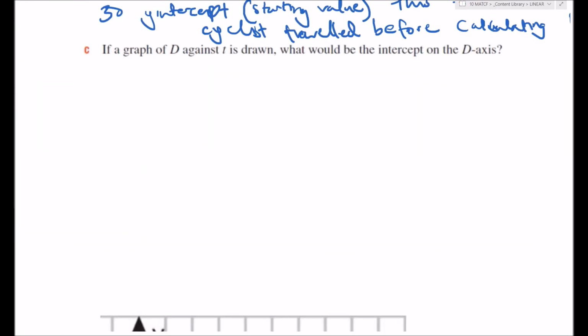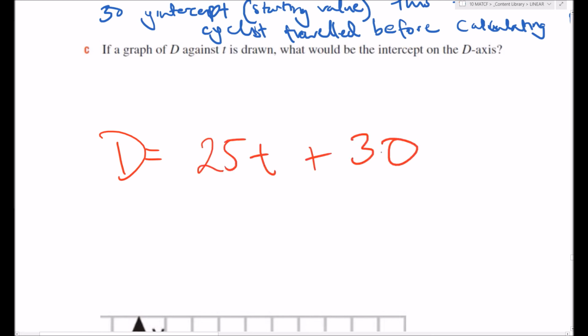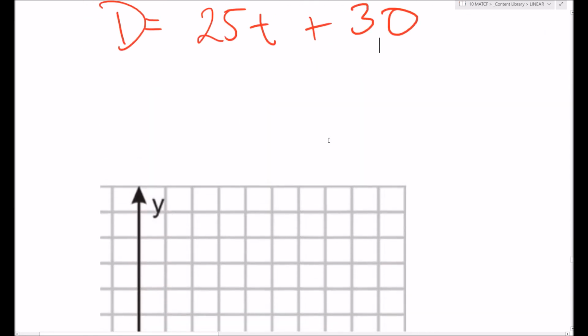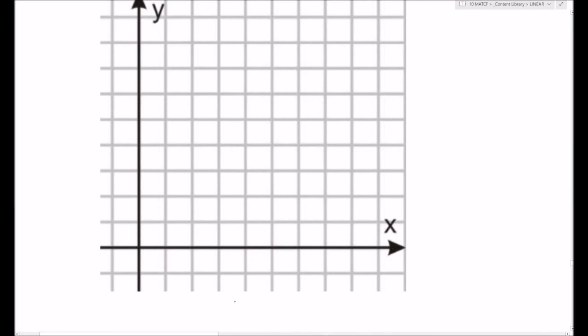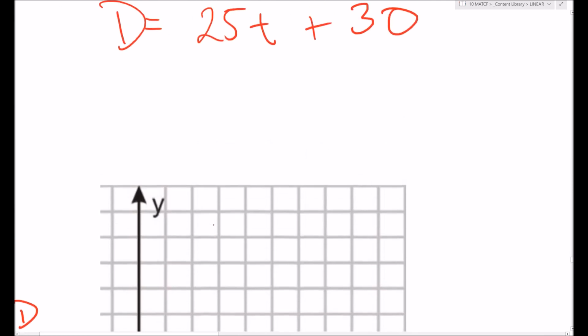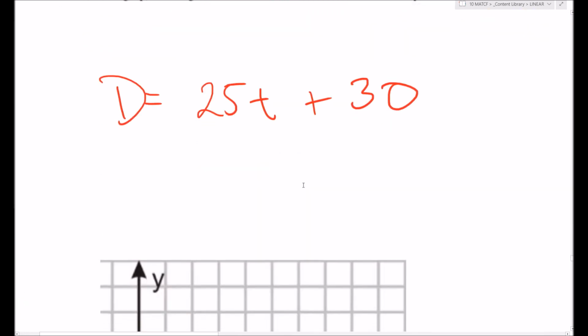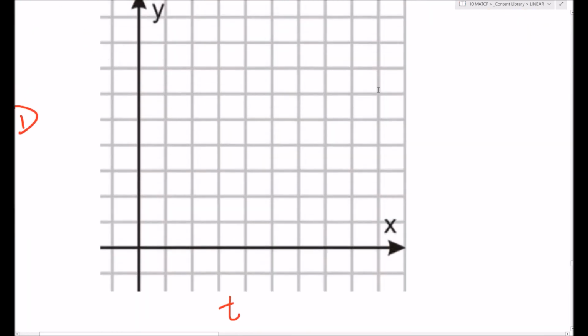Okay, let me finish up with this last question. So if the graph D against T is drawn, what will be the intercept of the D axis? So let's just rewrite the formula here. D equals, what was it, 25T plus 30. Okay, so if I wanted to draw this into my axis here, let me put my values here. So this is going to be T, this will be D, and the line is actually going to go upwards.